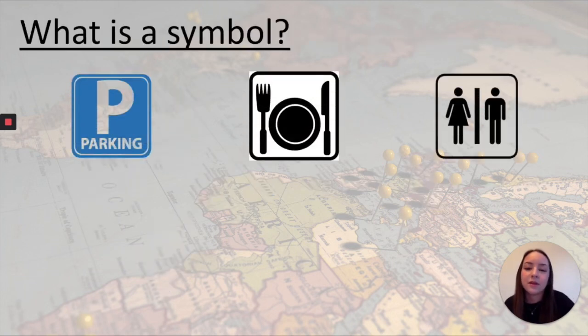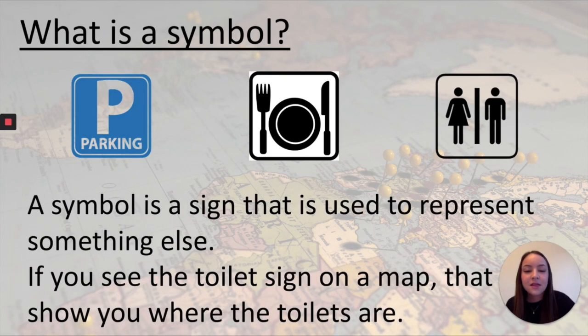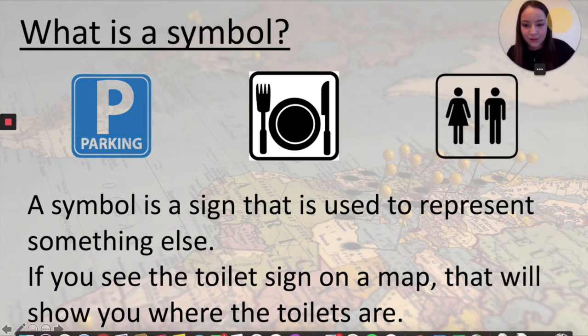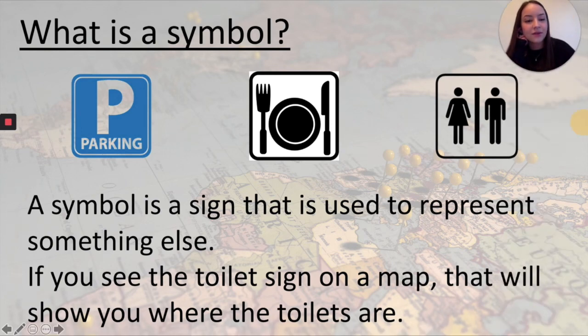So here are some examples of symbols. A symbol is a sign that is used to represent something else. So if you see the toilet sign on a map, which is that sign on the very right, that will show you where the toilets are.